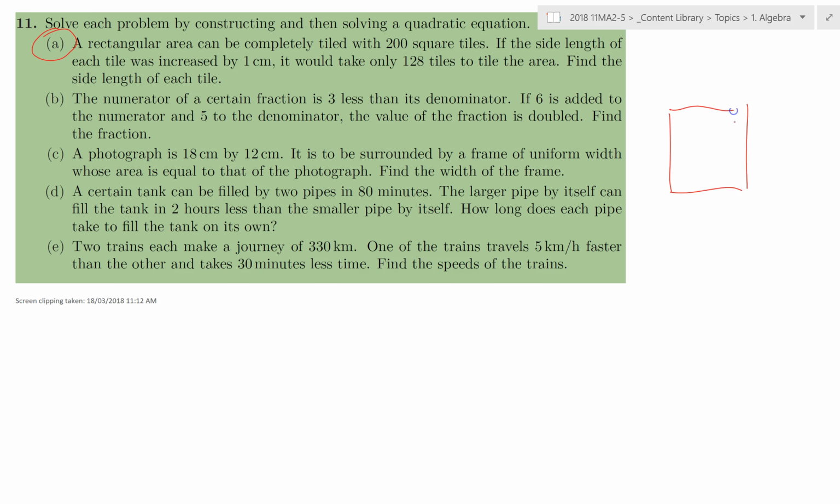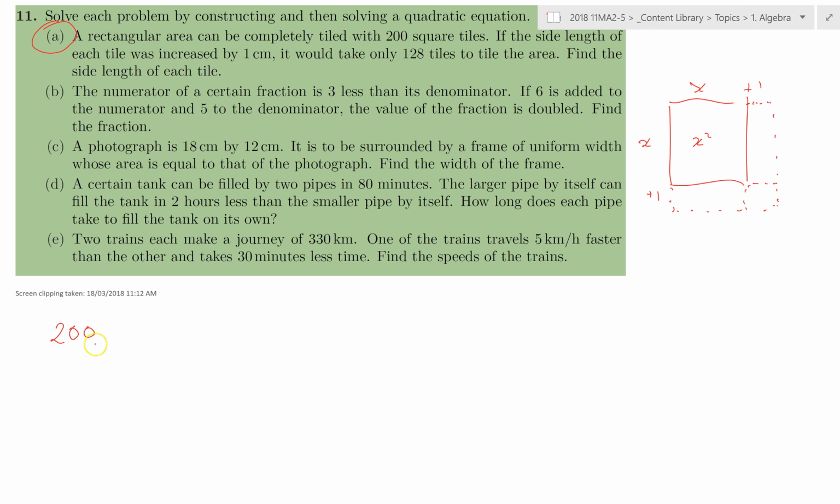Right, let's say this is my tile. That's x by x, and that's x squared. 200 of those are going to fill my area. If I were to increase this by 1, then my tile would now be this big. That would be x plus 1. X plus 1 all squared, so it's going to be x squared plus 1 squared plus 1x, another 1x. So x squared plus 2x plus 1. It's going to be my new tile.